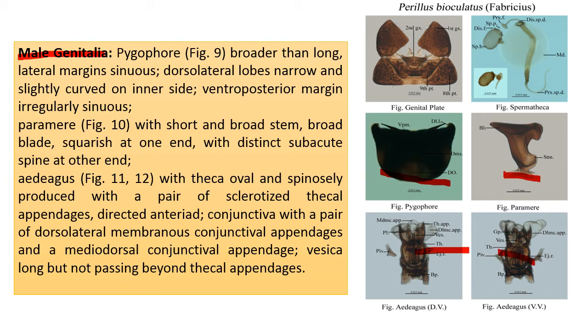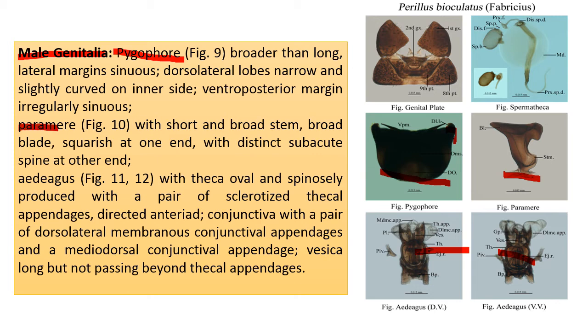In the case of the pygophore, this is the pygophore. This is the external genitalia of any stink bug. We call it the pygophore. It is broader than long, and you can see, if I use the eraser, the lateral margins are sinuous. These are the DLL, meaning dorsolateral lobes. These are quite narrow and curved, you can see inside, right? And they are sinuate in nature.